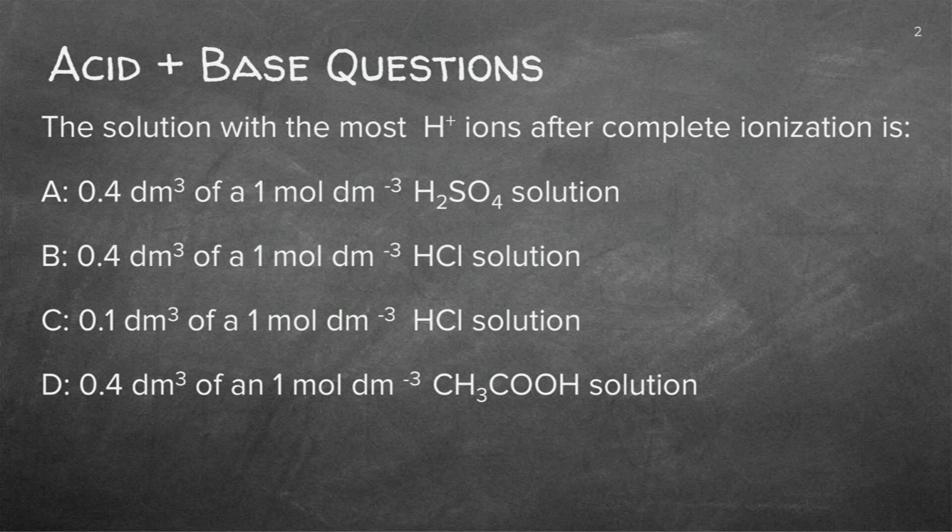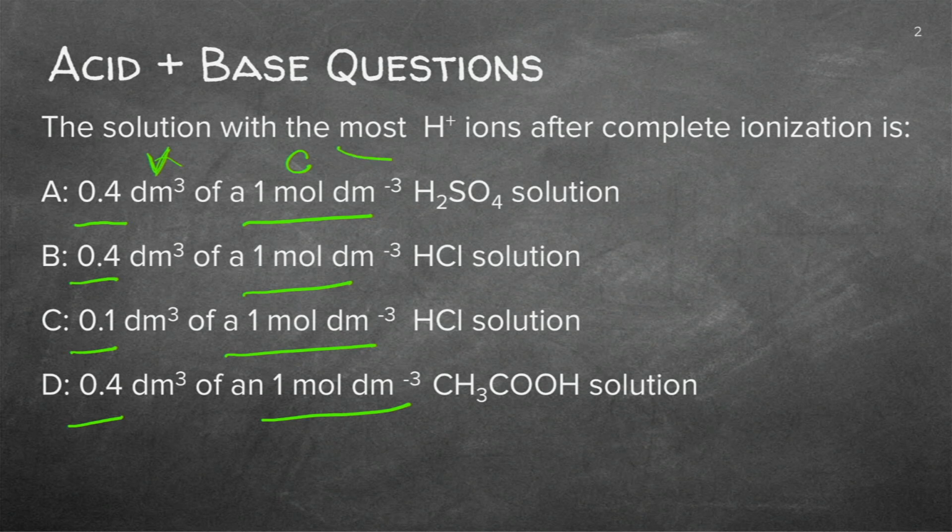In the solution, they want to know which of these, and can you see they give you 0.4, 0.4, 0.1, and 0.4 cubic decimeters, so that's the volume of A. And can you see it's all the same concentrations. So they want to know in which of these will there be the most hydrogen ions after complete ionization. That we also know because all of these are strong acids. Remember, this is a weaker acid, but they said it's a complete ionization.